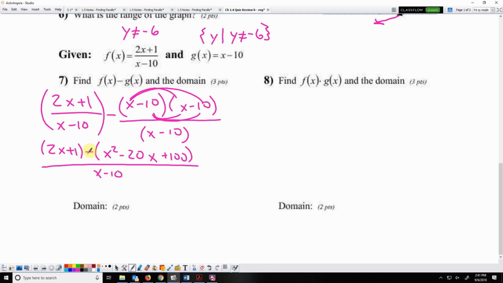I have to make sure that I apply this negative to everything in here. So I've got a negative x squared. Then I have 2x minus negative 20x. That's plus 22x. And 1 minus 100 is negative 99.